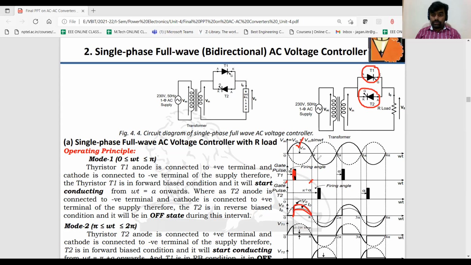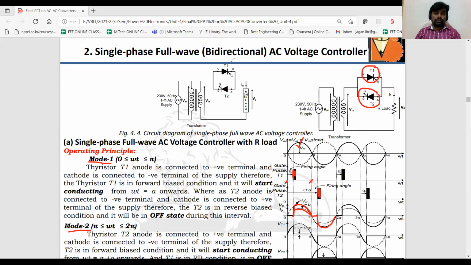Similarly, to control the negative half cycle, I need to trigger the thyristor which is connected anti-parallel to T1. It is triggered at pi plus alpha. From pi plus alpha onwards, the output voltage follows the input voltage through T2, because the firing pulse is given to T2 at pi plus alpha. And due to the resistive load, the current and the voltage are in phase. You can see here mode 1 and mode 2: mode 1 is about the positive half cycle, mode 2 about the negative half cycle.